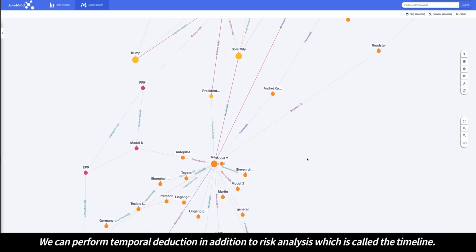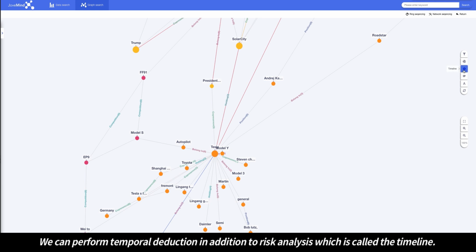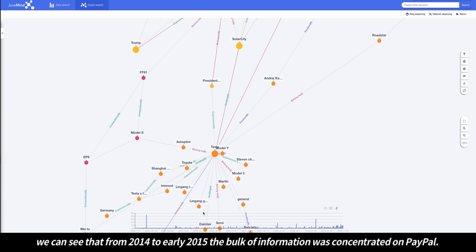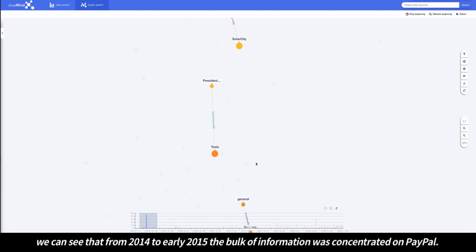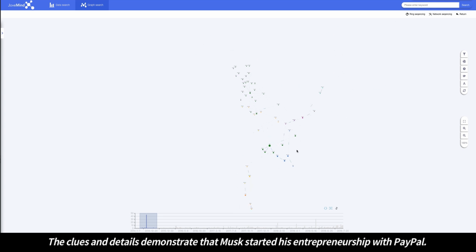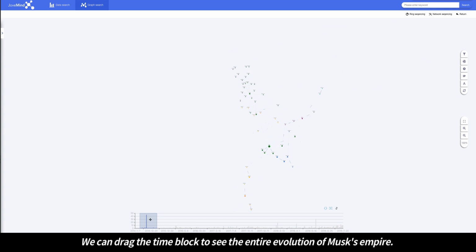We can perform temporal deduction in addition to risk analysis, which is called the timeline. If we select a time period, we can see that from 2014 to early 2015, the bulk of information was concentrated on PayPal. The clues and details demonstrate that Musk started his entrepreneurship with PayPal. We can drag the time block to see the entire evolution of Musk's empire.